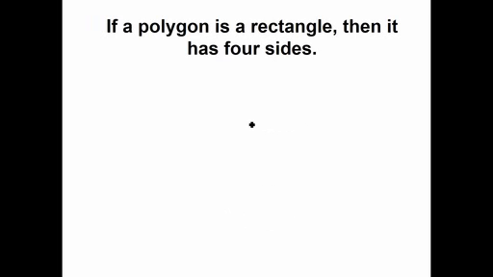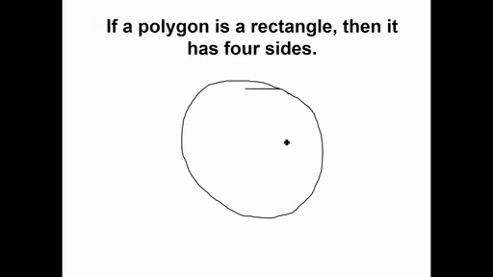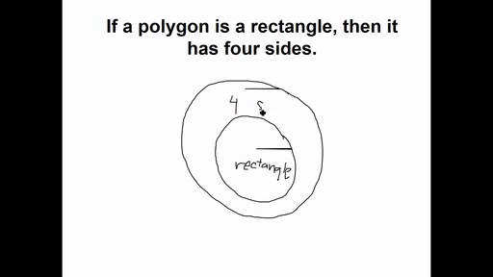How about this one? Try to make one for yourself here again. Pause it and see if you agree. So you're back, and here is my conclusion circle. Here's my hypothesis. Don't know why it makes those lines. So if a polygon is a rectangle, in here I would write rectangle, and then I would say 4 sides. So this is how you use an Euler diagram.